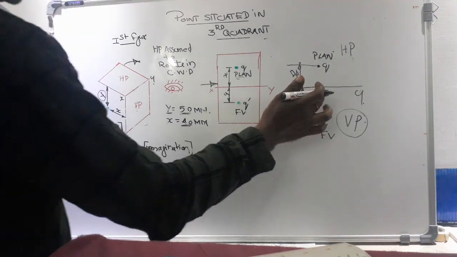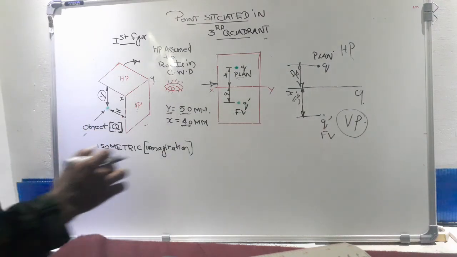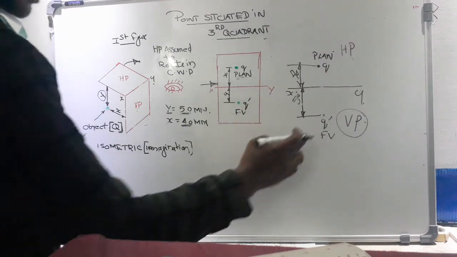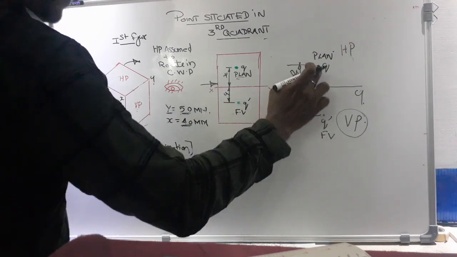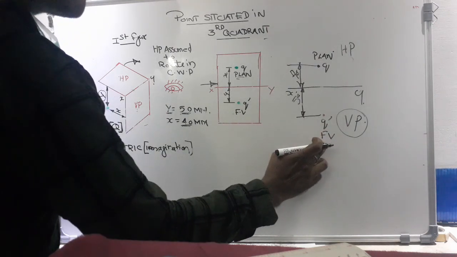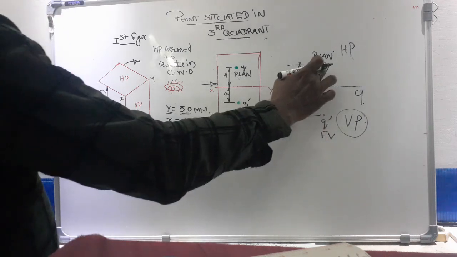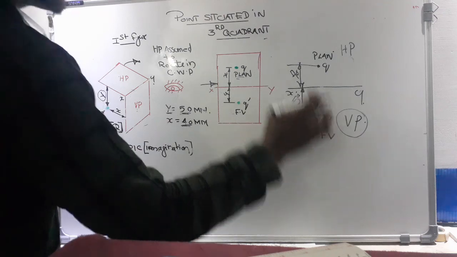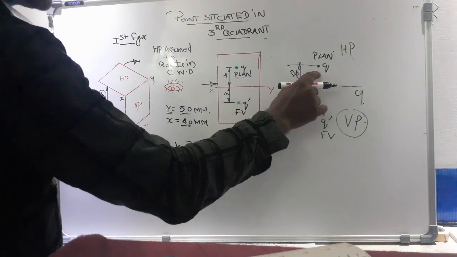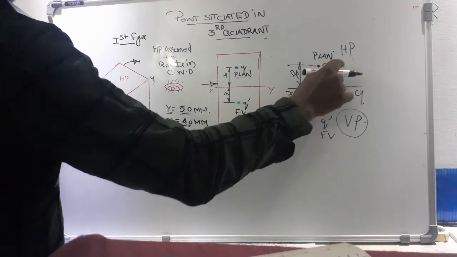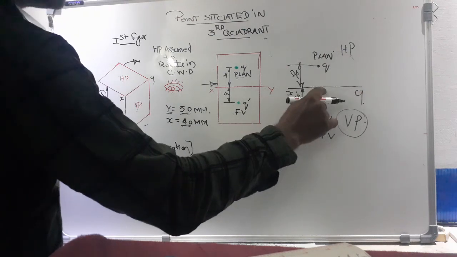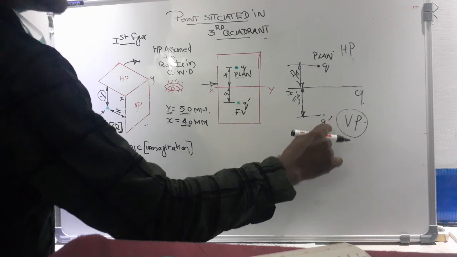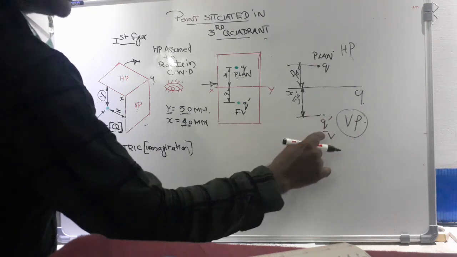In the case of third angle projection, the plan definitely comes above the XY line, or otherwise we can say the plan comes above the front view, or in other words, the front view comes below the XY line. And one more thing, the plan is projected on HP and comes above the XY line, and the front view is projected on VP and comes below the XY line.